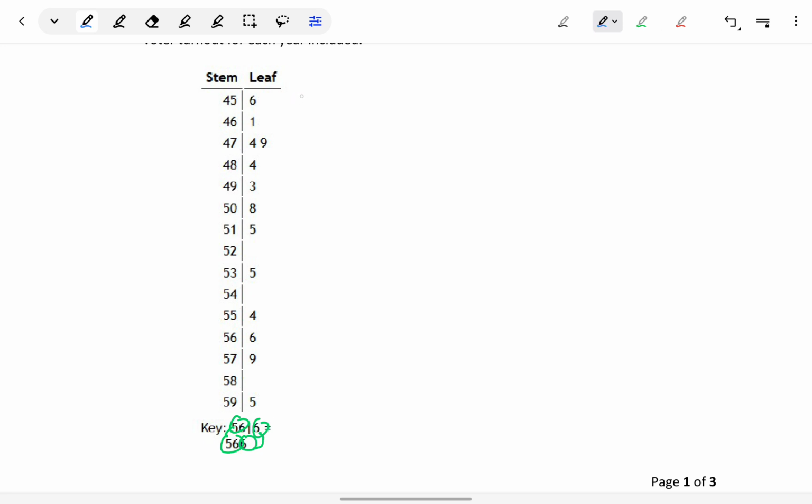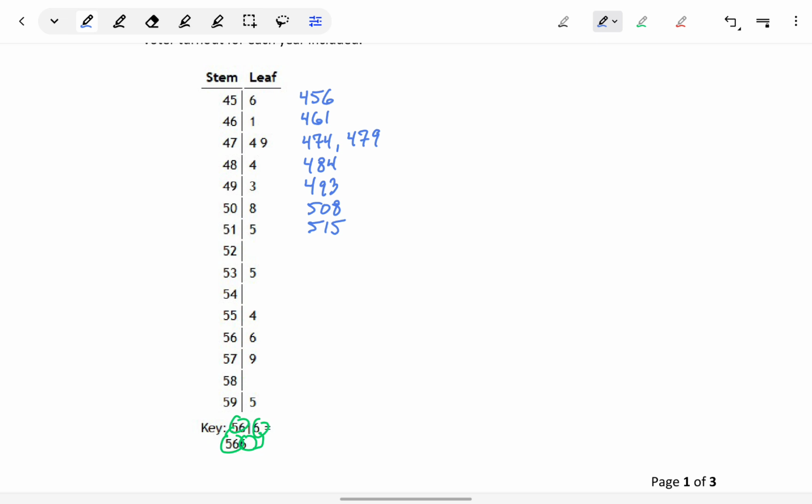So in this case, our first row would give us the number 456. The second row would give us 461. And now in the third row, we start getting more than one value falling within that range. So we would have 474 and 479. In the next row, 484, then 493, 508, 515.